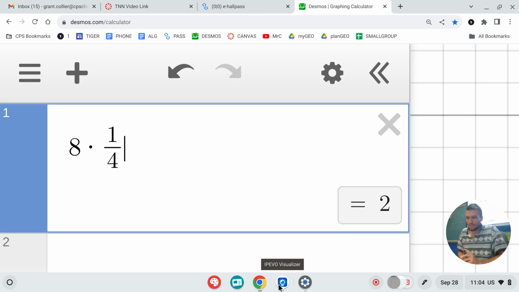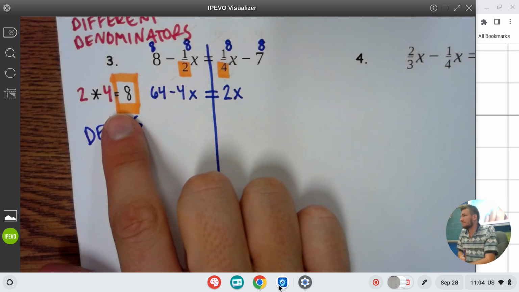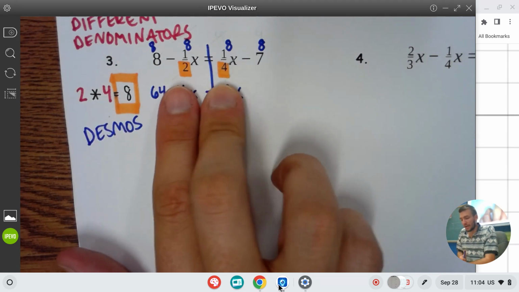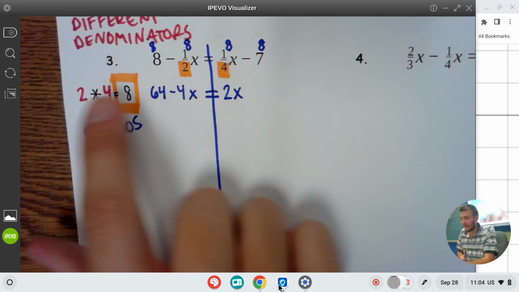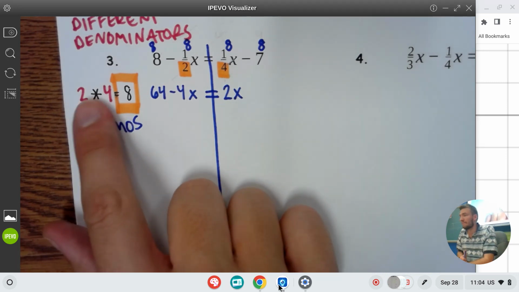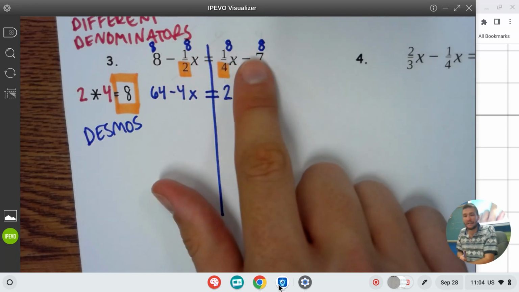Here's what's going on. Do you understand where the 8 came from? Okay. Look at the bottom. We have a 2 in the bottom. We have a 4 in the bottom. And it's 2 and 4 multiplied together to make 8. That's why we have 8s.